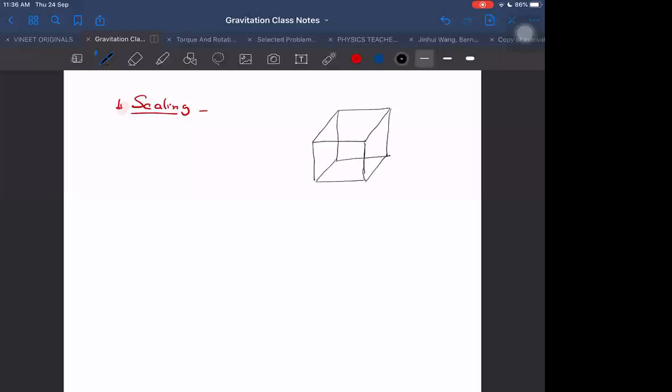Let us say at the corner of the cube they were asking something, and we had to find out what is the potential in some other location. I don't know what exactly the question was. Anyway, leave it. We can frame some questions like this also.